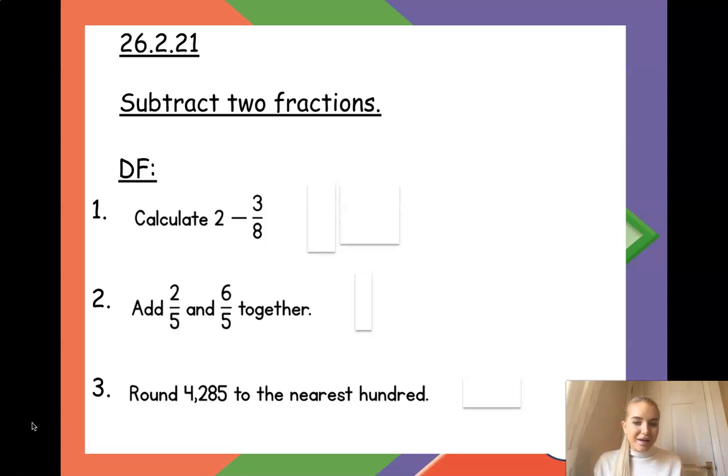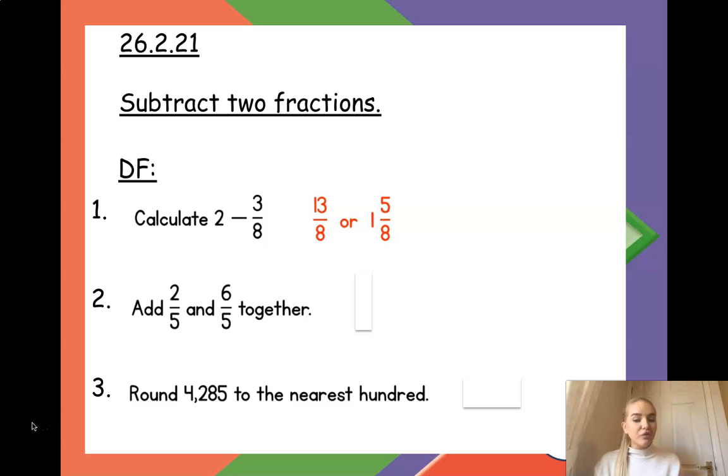Okay, question number 1. Calculate 2 subtract 3/8. Well, if we know that 1 whole would be 8/8, then 2 wholes would be 16/8, and 16/8 take away 3/8 would be 13/8. And if we were converting this into a mixed fraction, we would see that there is 1 whole and 5/8 in 13/8.